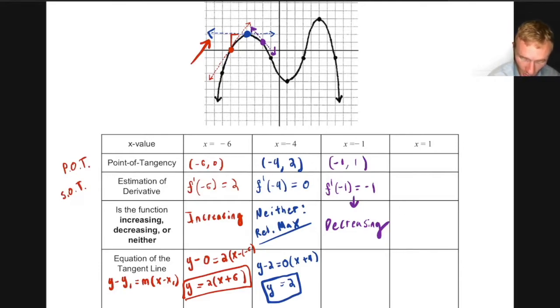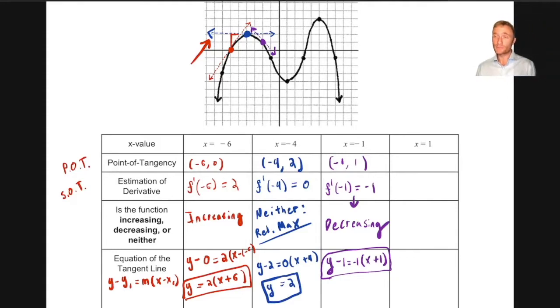Our equation here of our tangent line would be y minus 1 is equal to -1 times x minus -1. That's going to be x plus 1. On the AP exam, you're done. You leave that in point-slope form. No need to go any further.